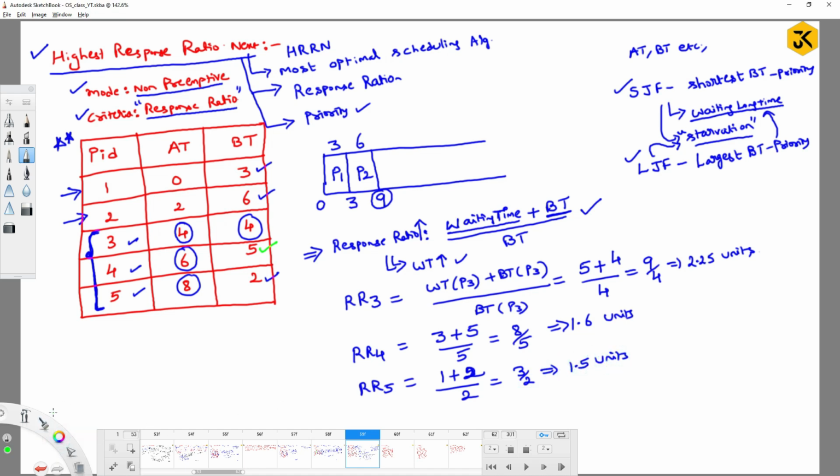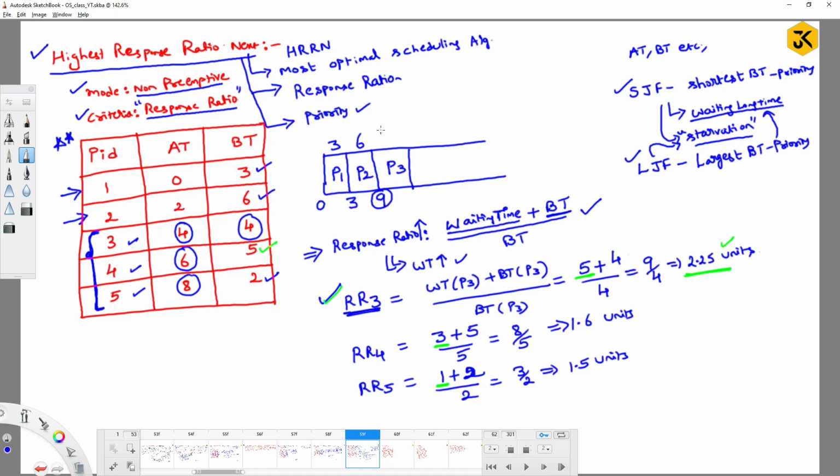Now observe clearly, guys. As the waiting time is increasing from process 5 to process 3, you are getting a larger numerator value, which leads to a higher response ratio. So we can say that this particular process 3 has been waiting for a long time among all the processes. So as process 3 has the highest response ratio, I will give the chance to process 3.